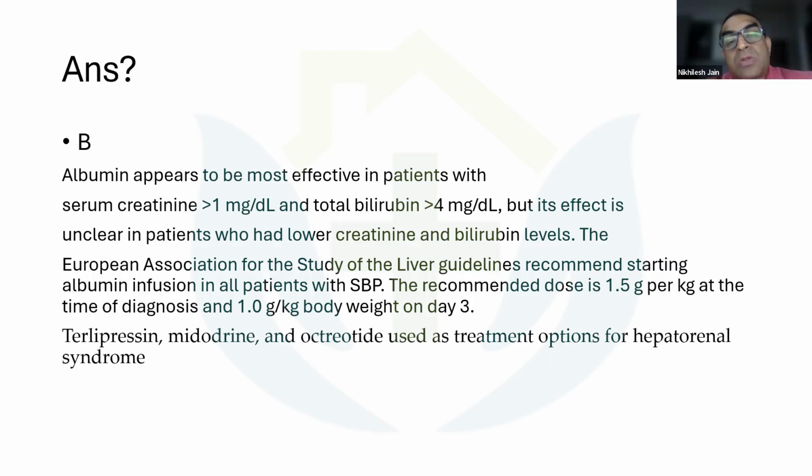If you look at the European Association for the Study of Liver guidelines, they talk about starting albumin infusion in all patients with spontaneous bacterial peritonitis. The recommended dose here is 1.5 gram per kg at the time of diagnosis and 1 gram per kg body weight on day 3. Terlipressin, midodrine, octreotide, they are all used as treatment options for hepatorenal syndrome or probably with an ongoing variceal GI bleed.